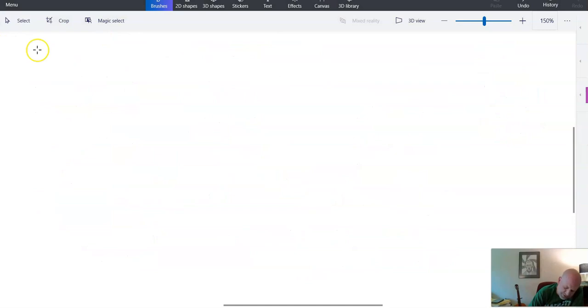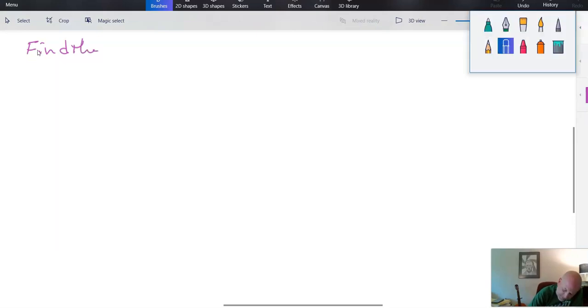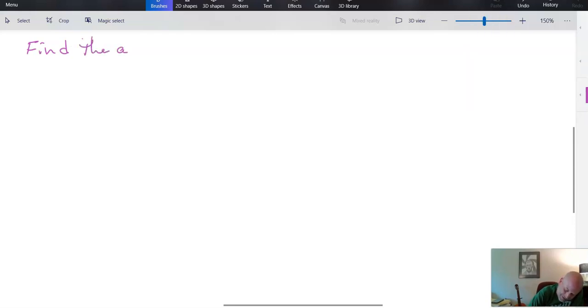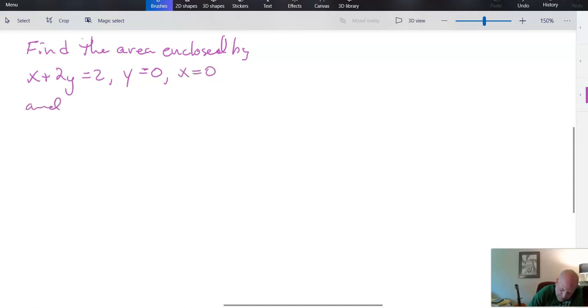Okay, so this next one is, find, try it again, put a little space in there. Find the area enclosed by x plus 2y equals 2, y equals 0, and x equals 0, and revolve it.